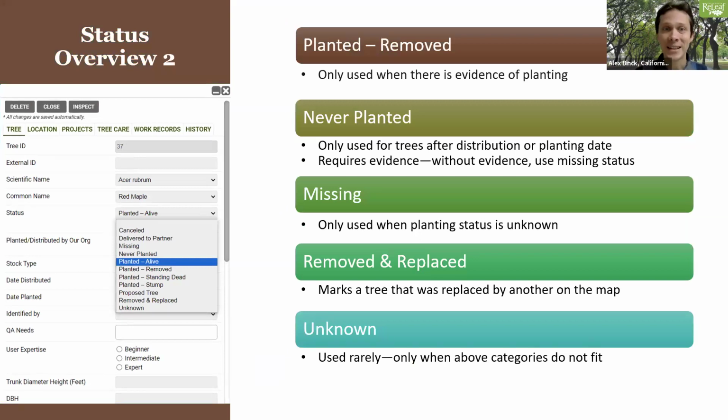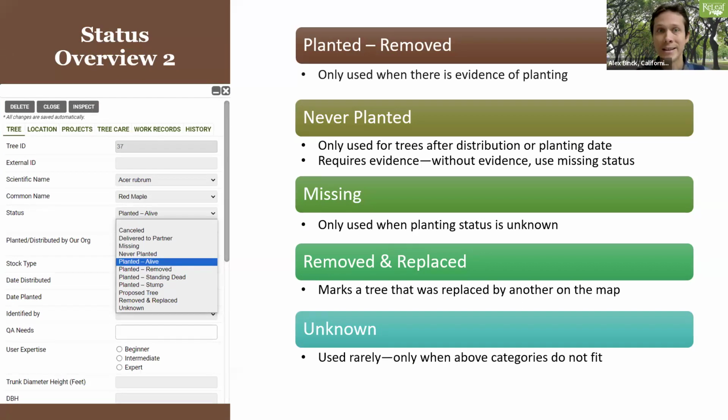We have planted removed. So this is for after the stump is gone, or if you fully remove the tree from the beginning. Basically, this means there used to be a tree here. We did in fact plant it, but now it's gone. And this is important to distinguish because it tells you that the tree was planted and then it died, right? So something went wrong there.